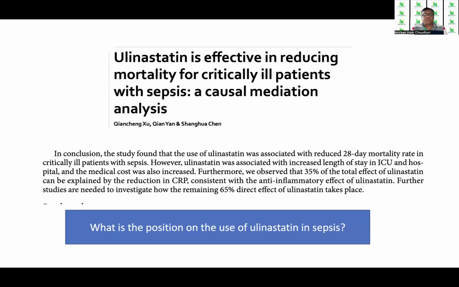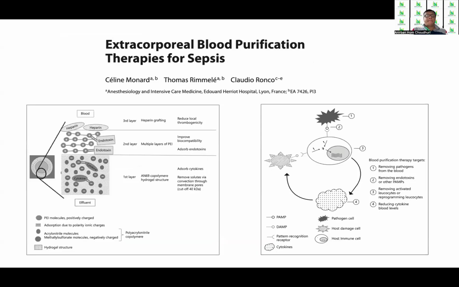So if we ask what is the position of ulinastatin in sepsis, we need to understand that most of the studies done in recent times support its use, but as you said, ulinastatin needs to be started early, before immunosenescence or immune paralysis sets in, and therefore it can be effective only if used sufficiently early, so that for the maximum time of those 3 or 5 days the patient is free from immune paralysis.